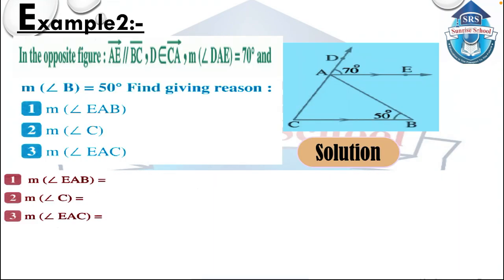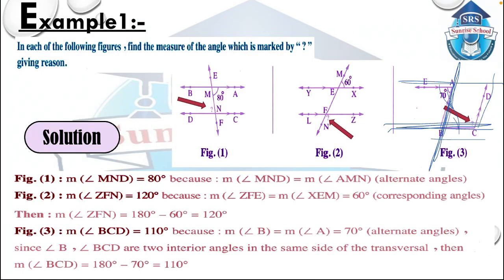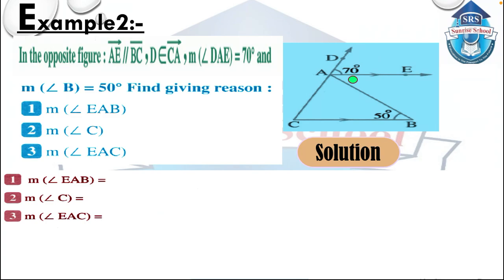Example number 2. In the opposite figure, AE is parallel to BC, D belongs to CA. Measure of angle DAE equals 70 degrees, and measure of angle B equals 50. Find, giving the reason, the measure of angle EAB. Angle EAB will equal 50 degrees. Why? Because it's alternate with angle B.